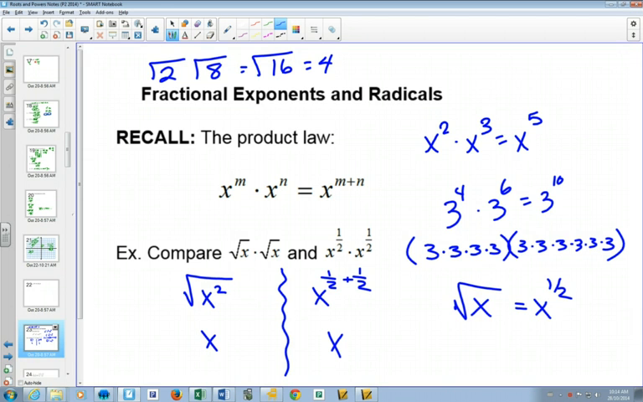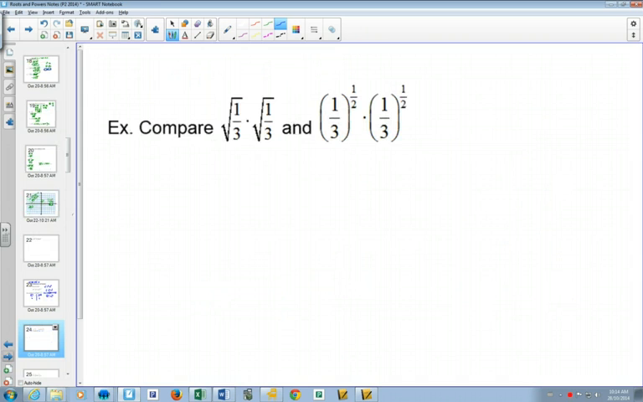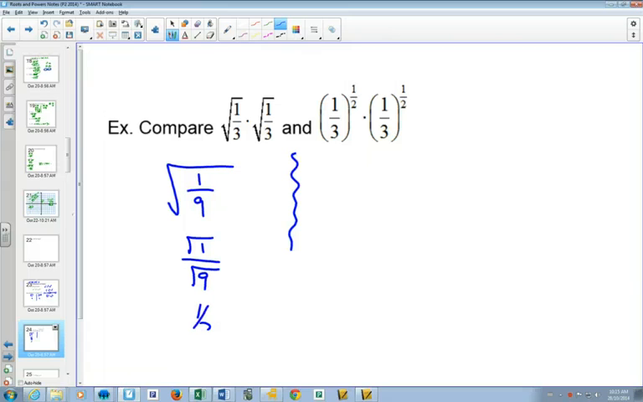Does it work with other ones? What about if we actually use numbers? Will it still work? So compare these. How do you multiply fractions? Multiply the tops, multiply the bottoms. So if I put these together, I'm going to get 1 on the top and 9 on the bottom. And we remember with fractions, this is the same as square root of 1 over square root of 9. So this side is 1/3.